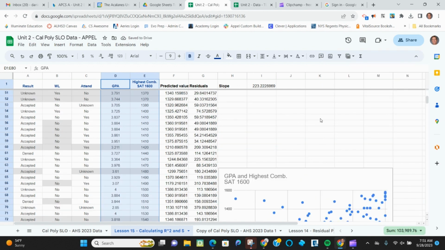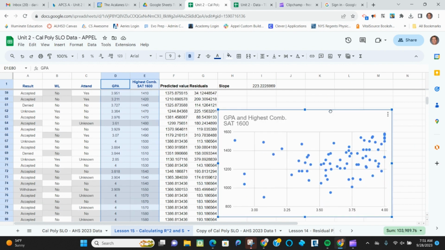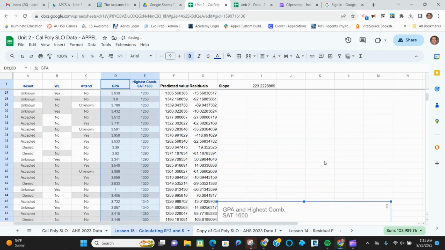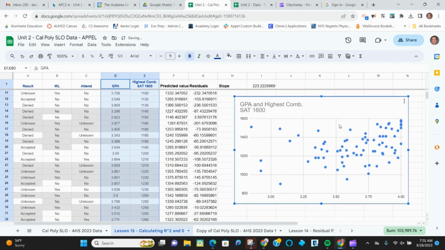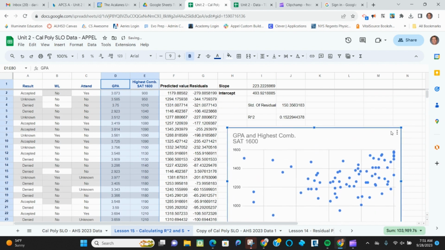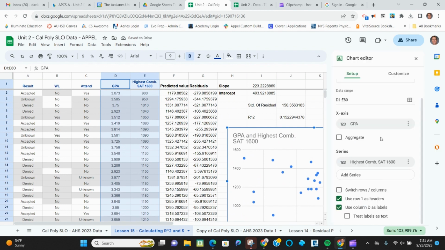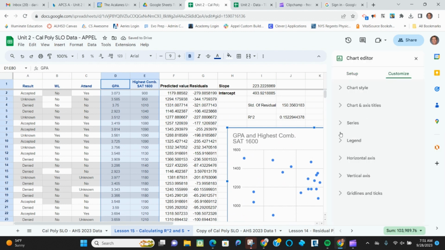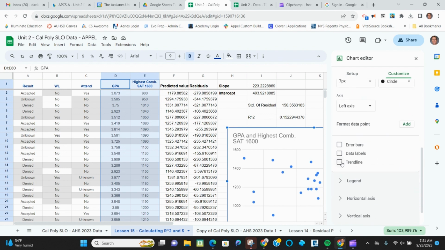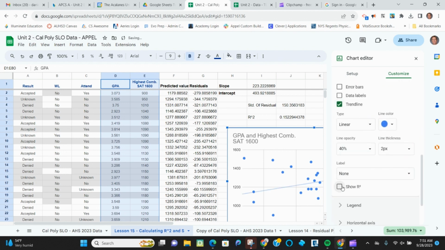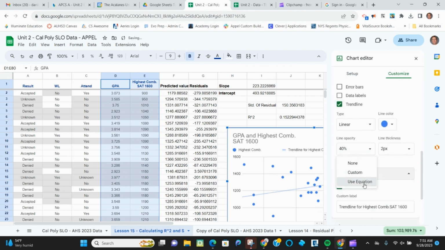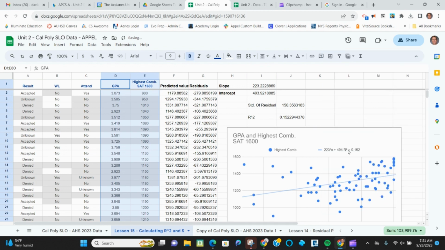So when I have my chart, move it up, and if I edit it and I go to customize, this is where I can add a trend line and then show the r squared value and then label it with the equation. And when I do that, that r squared value, 0.152, is the same r squared value that I got here where I used my correlation.